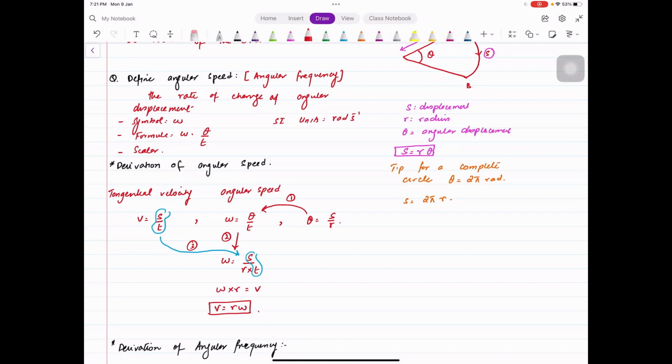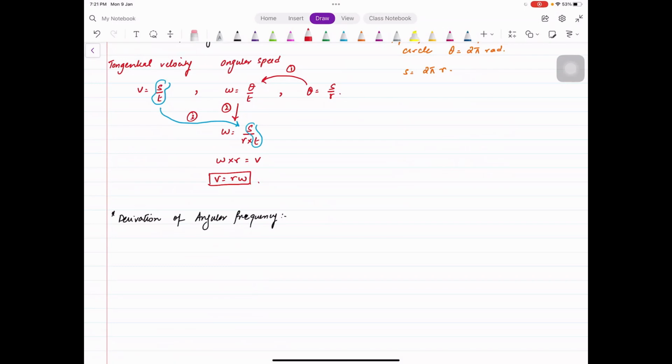All right. Now, the next thing we're going to do is the derivation of angular velocity. So for angular frequency, I need to do a few things. Number one, I should remember that one complete revolution is equivalent to theta as 2 pi, that I told you already. Also, because theta is s over r, we can write s is equal to 2 pi r for one complete revolution.